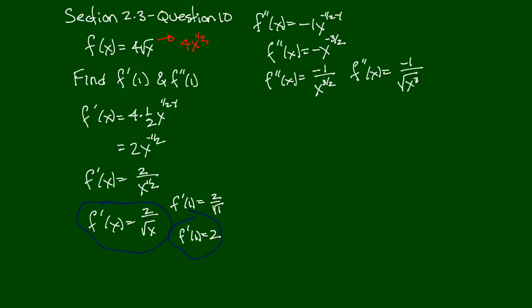So, you know, there's several ways to write this derivative. I could write it like this, I could write it like this, or I could write it like this. They're all the same. One of them might be easier to compute with. I'm going to compute with this last one I did right down here. So let's put in a 1. So f double prime of 1 is going to be negative 1 over the square root of 1 cubed. That's just negative 1 over 1, which is just negative 1. So f double prime of 1 is negative 1.